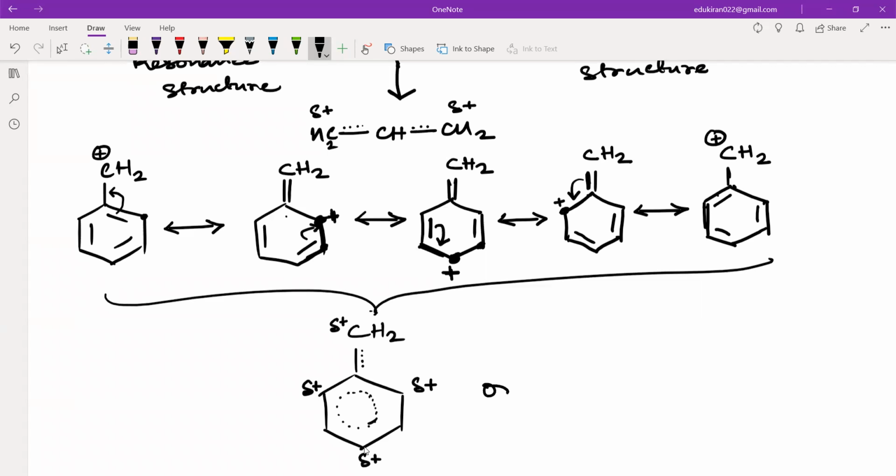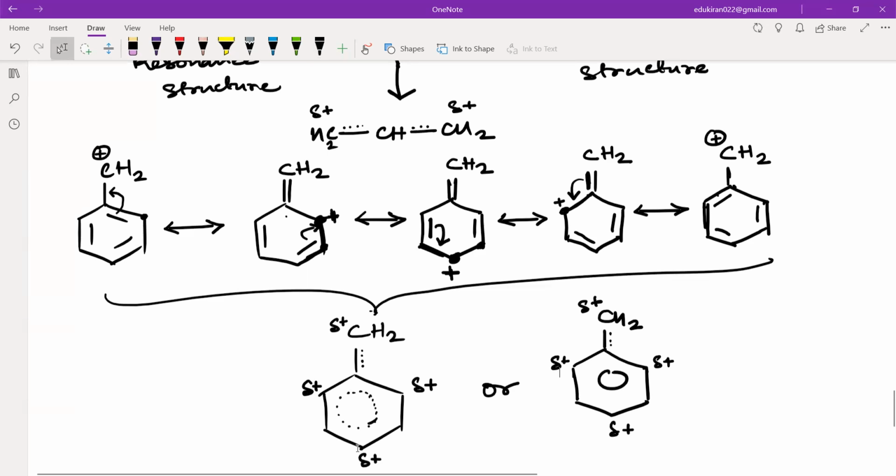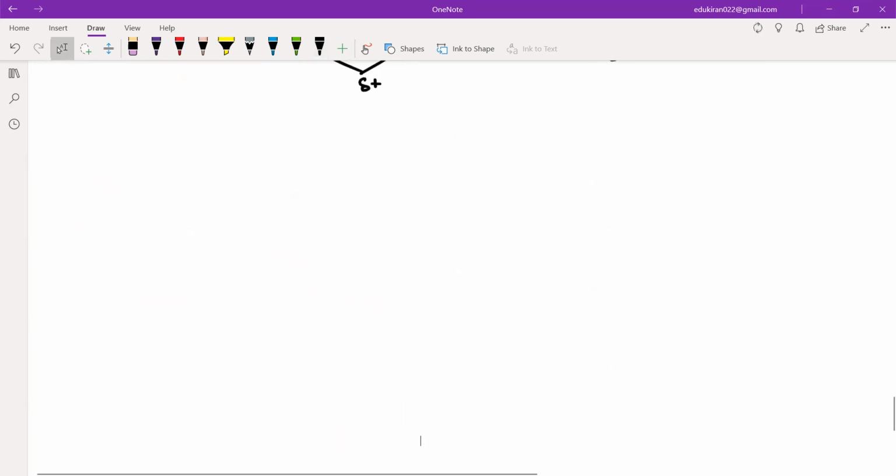Or you can also write the structure as this. So both are fine, but write this down. Then I will tell you one thing, and then we can move on. Done, sir. Done.